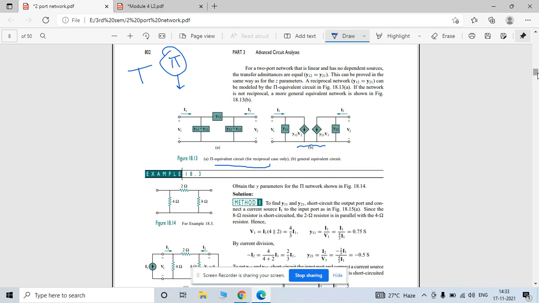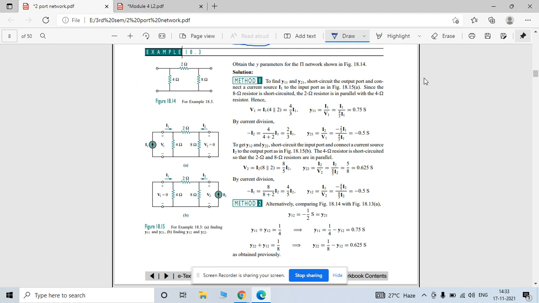Now, see one example here. This is a pi network, right? Here the value is given in terms of ohm. So while applying KVL and KCL, you have to be clear about what value you are actually taking here. Now see, here you want to find out the Y parameters. The circuit is a pi equivalent network, so apply the same concept.